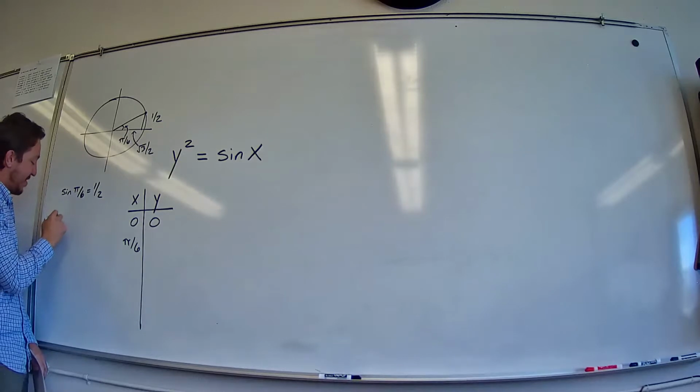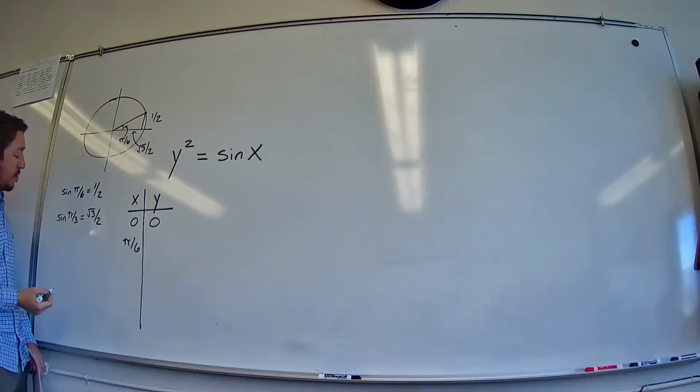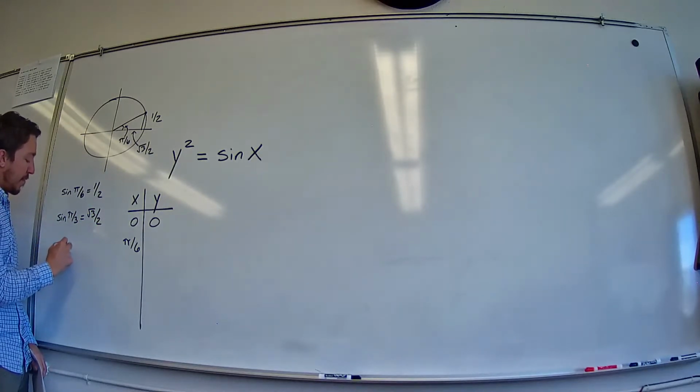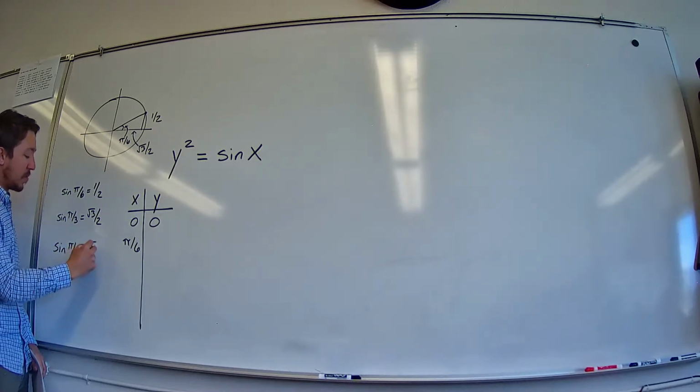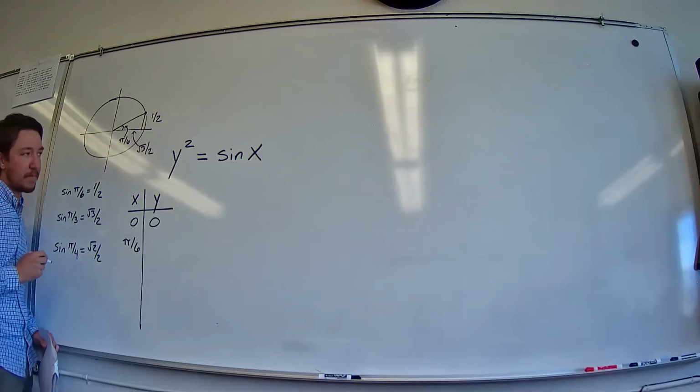The sine of pi over 3 is root 3 over 2. And I'll throw one more in there. The sine of pi over 4 is root 2 over 2. Right? Yeah. These are good to know.